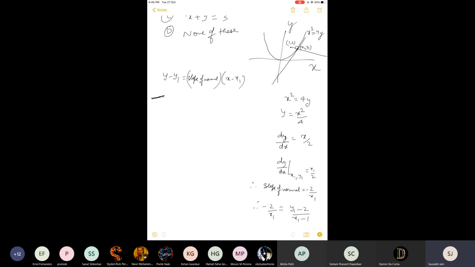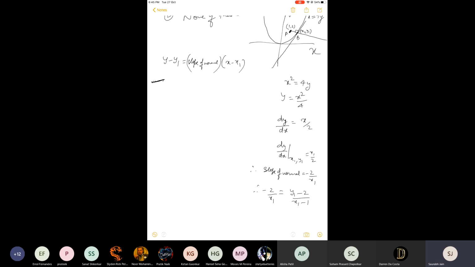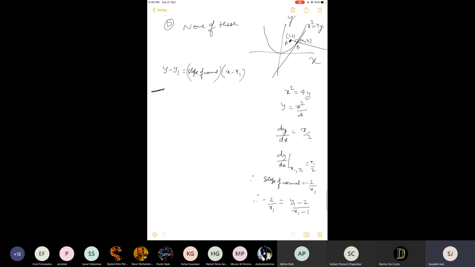You know why? Because see, consider this point A and this point B. AB is actually the normal only. And on this line, we have 2 points, 1 comma 2 and x1 y1. So using the two point form, we can find its slope, which we have already calculated using calculus. It is the slope of the same line, so we will equate. From here, we are getting an equation in x1 and y1. And there is one more equation: x1 square equals 4y1. Why? Because the point lies on the curve.